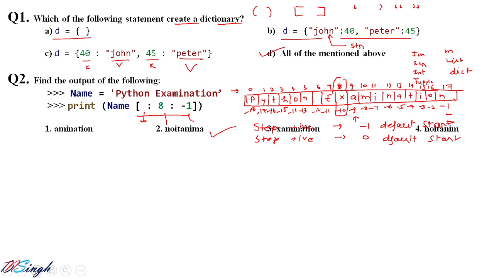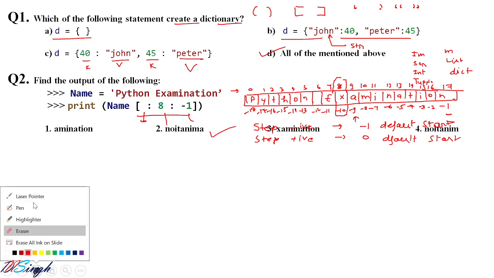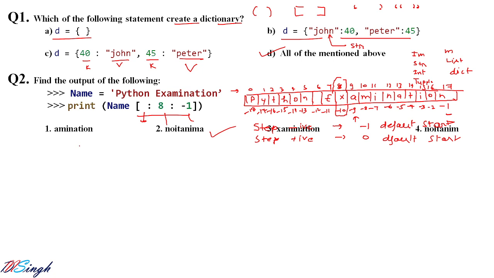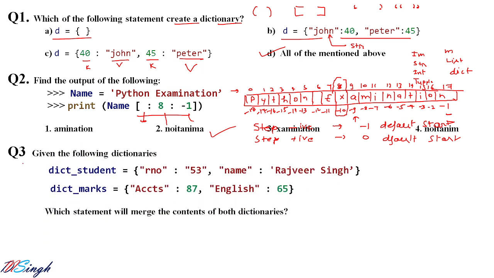I hope you are getting what I am explaining. Let us move to the next question. Let me change my pen from eraser to pen. Let us see, this is the third question. Given the following dictionaries, you have two dictionaries available. Which statement will merge the content of both dictionaries?